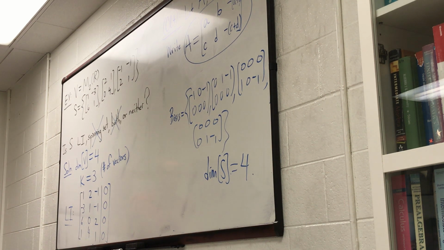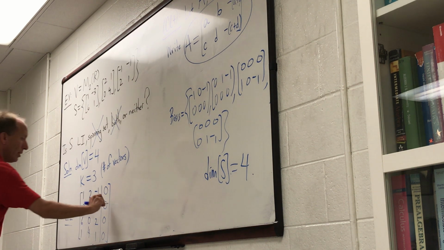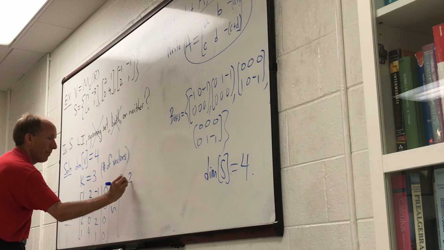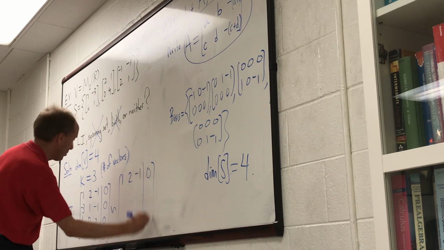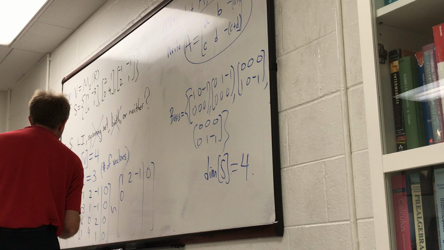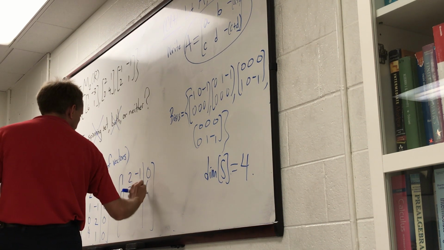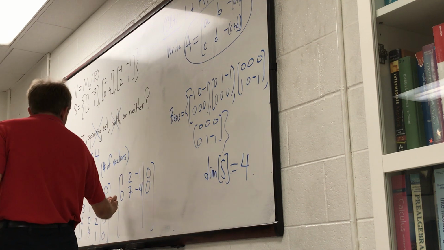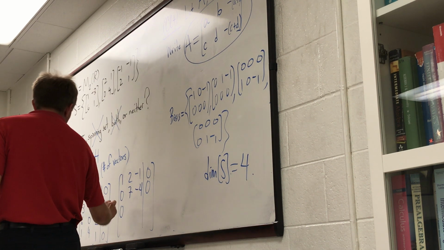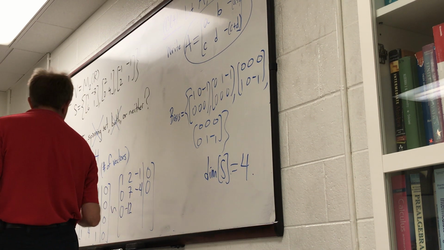Okay, and we just have to row reduce this now. So I'll just do this pretty quickly. The first row, of course, will stay the same. I'm going to take 3 times the first row and add that to the second row. So 0, 7, -4, and 0. And then -6 times the first row, I'm going to add that to the third row.